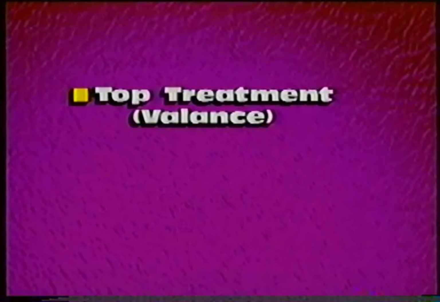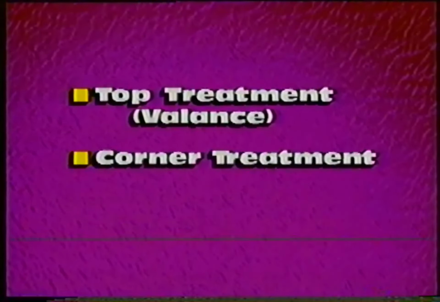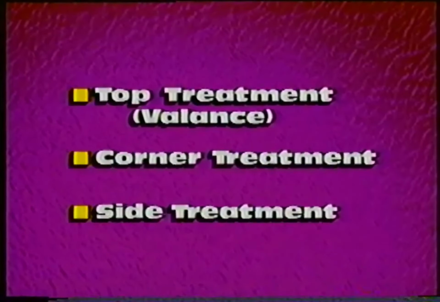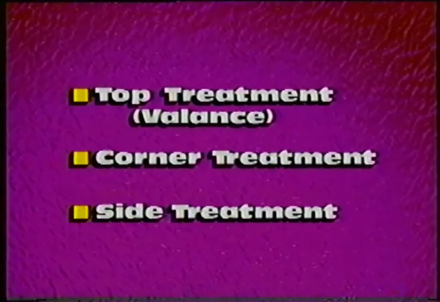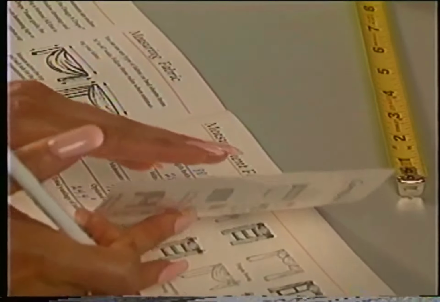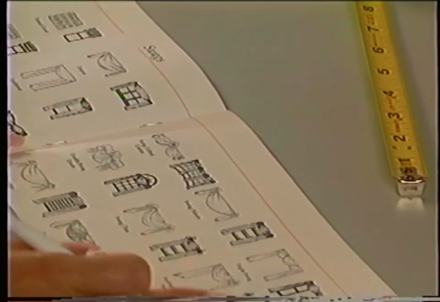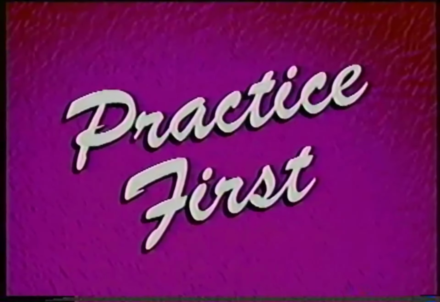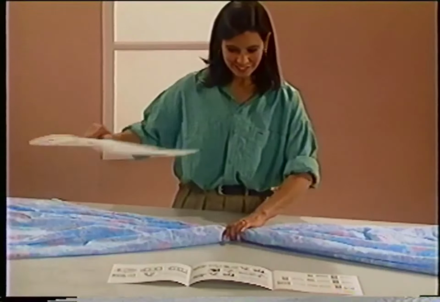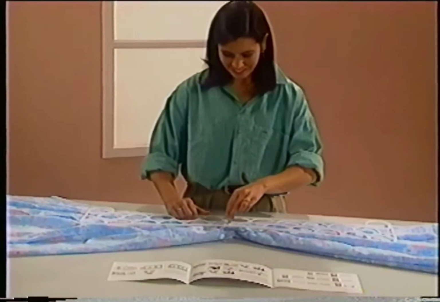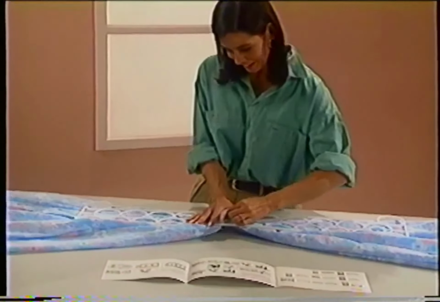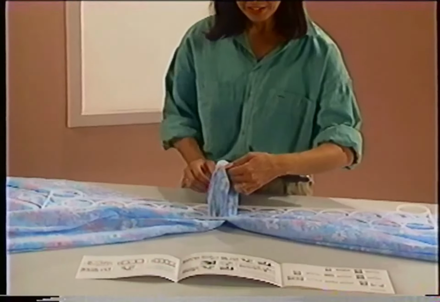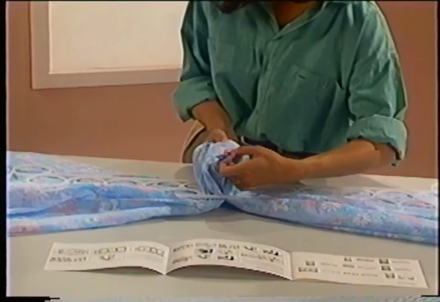When planning a window treatment, there are 3 basic areas to consider: the top treatment or valance, the corner treatments, and the side treatments. We're going to deal with all of them, but remember, the ideas you see in this video are just the beginning as far as Drape is concerned. Practice a few different styles with a piece of fabric first, and in a few minutes you'll begin to understand just how simple Drape is.